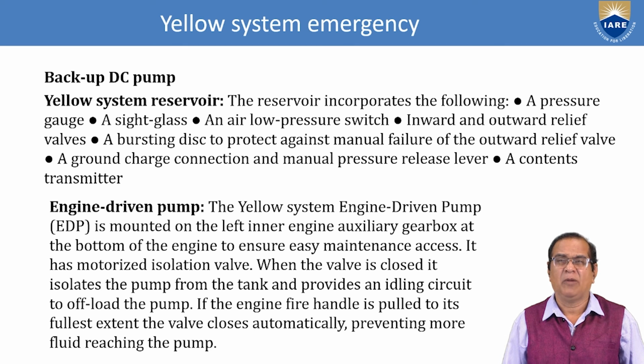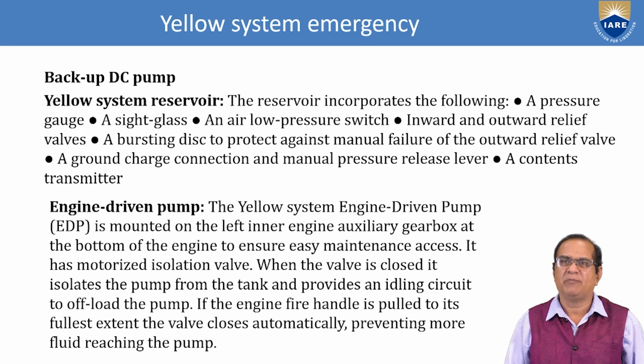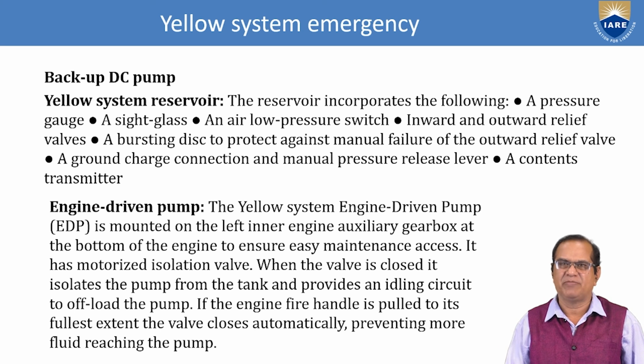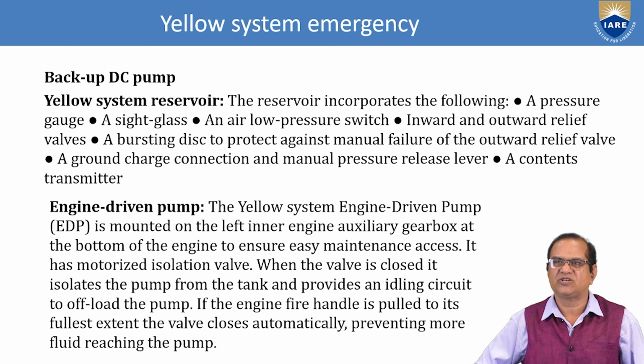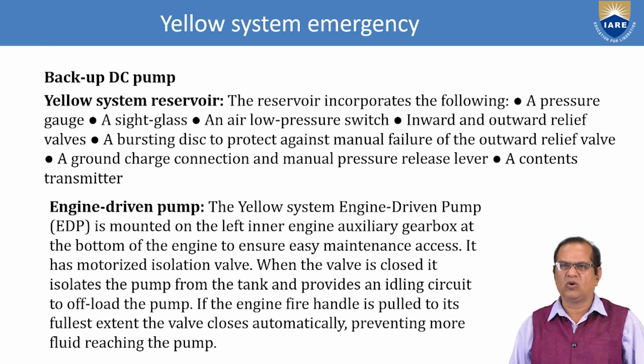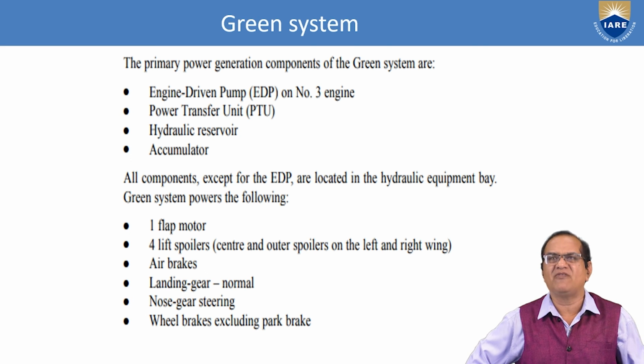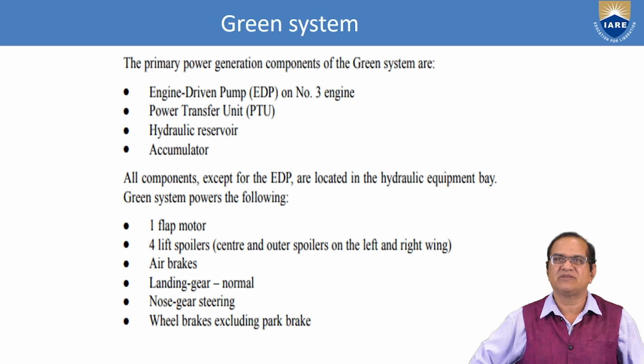The yellow system engine driven pump is mounted on the left inner engine auxiliary gearbox at the bottom of the engine to ensure easy maintenance. It has a motorized isolation valve. When the valve is closed, it isolates the pump from the tank and provides an idling circuit to offload the pump. If the engine fire handle is pulled to its fullest extent, the valve closes automatically, preventing more fluid reaching the pump.